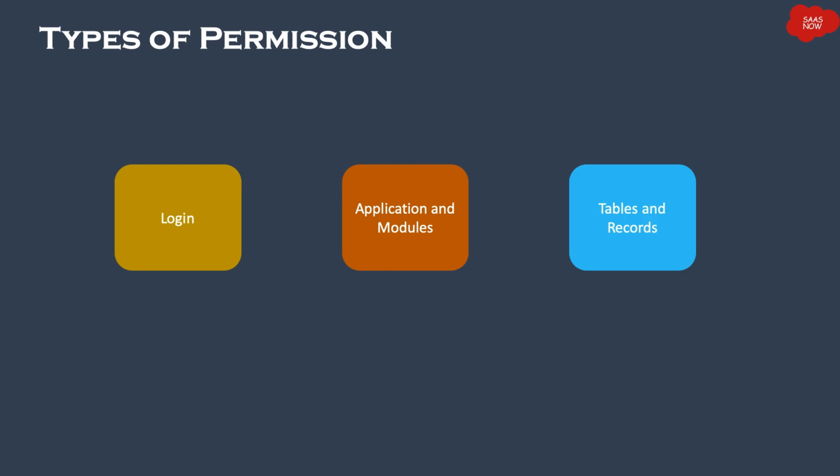Tables and records. If a user has access to the modules, he can also see the list of records for a particular table. However, those records will only be visible and editable if the user has required access. These accesses for tables and records are based on ACL, which are also called Access Control List.